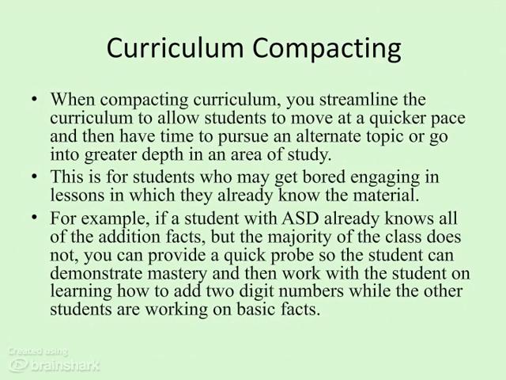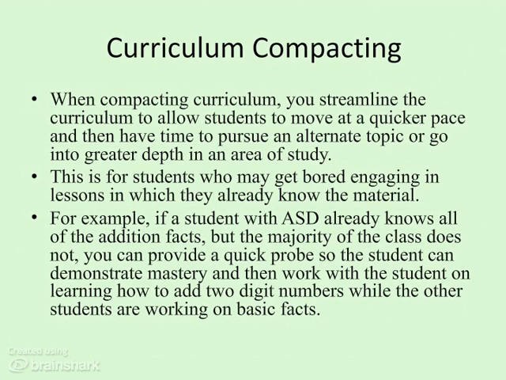Another way to differentiate content is through curriculum compacting. And we often think about doing this for students who are gifted or students who are high achievers. And what this means is you streamline the curriculum to allow students to move at a quicker pace, and then they have time to pursue an alternate topic or go into greater depth in an area of study. This prevents students from having to engage in lessons with material and instructional objectives that they have already mastered. So this would prevent students from getting bored by engaging in lessons that they already know the material for.